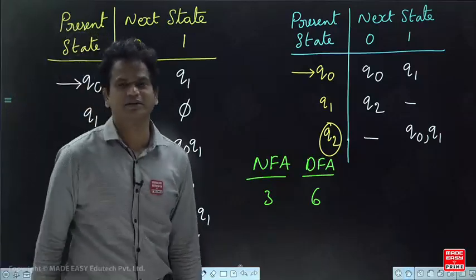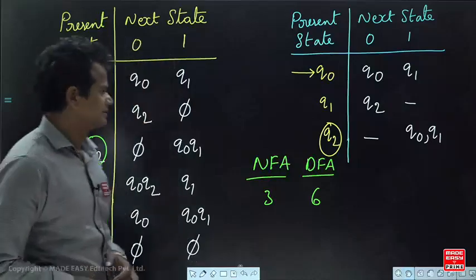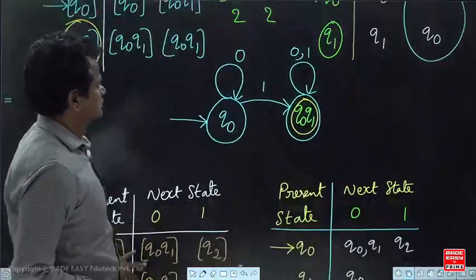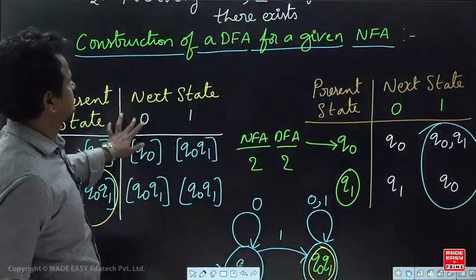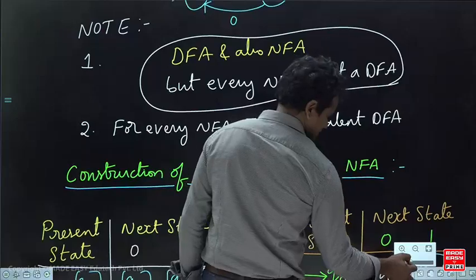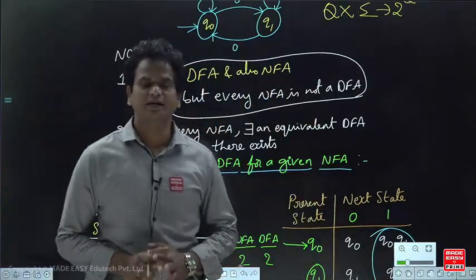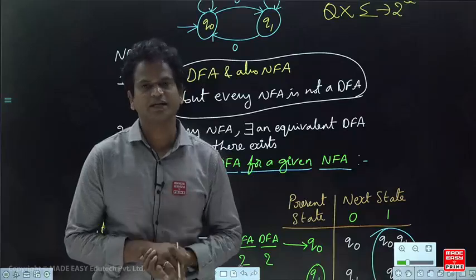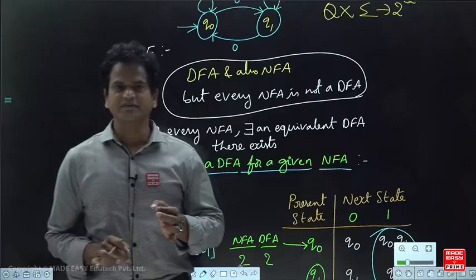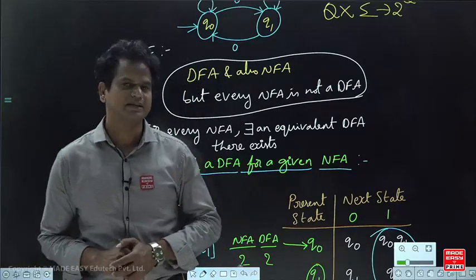Okay, so yesterday we completed NFA to DFA. We'll continue with that. We have done three questions, and first of all, I'll have a brief revision. Every DFA is also an NFA, but every NFA is not a DFA. And for every NFA, we can construct an equivalent DFA.